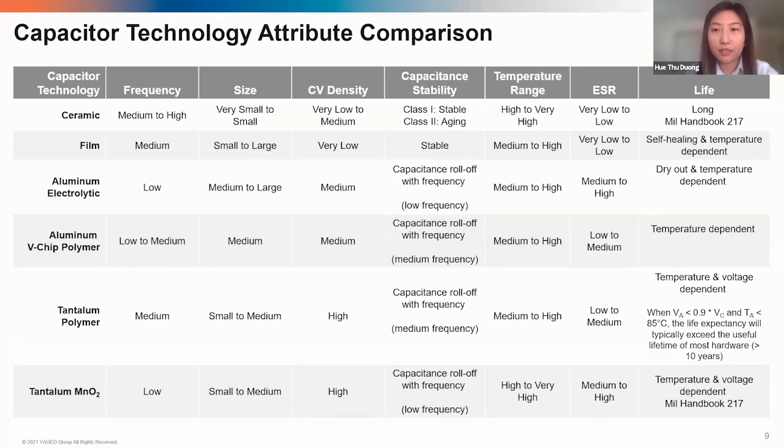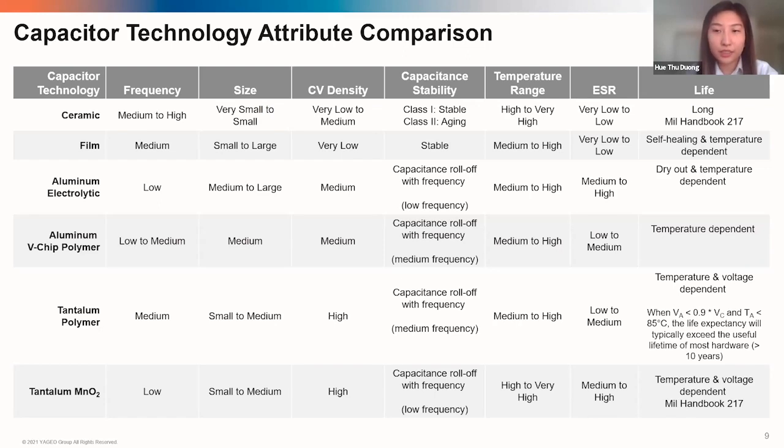And then we have class 2 parts, which are X7Rs. And these are made of barium titanate-based technology. And these have much higher dielectric constants. So that means the capacitance range of these are going to be a lot larger than the C0Gs.